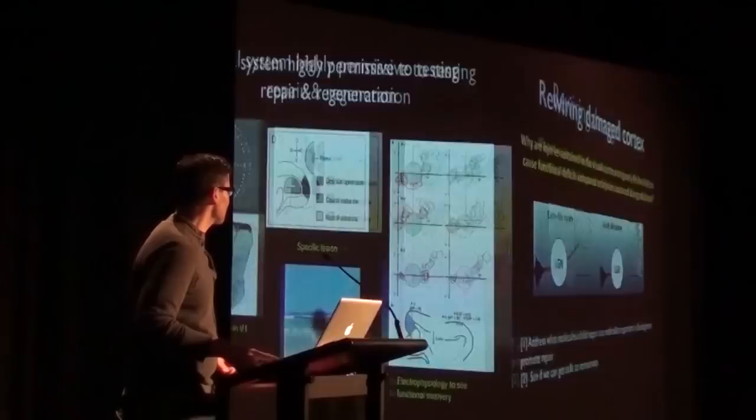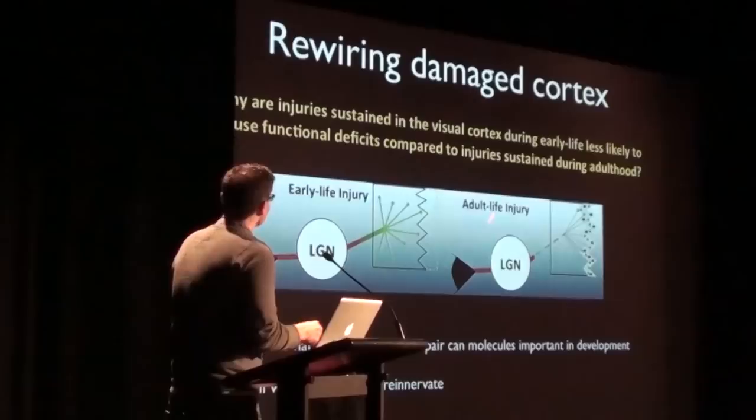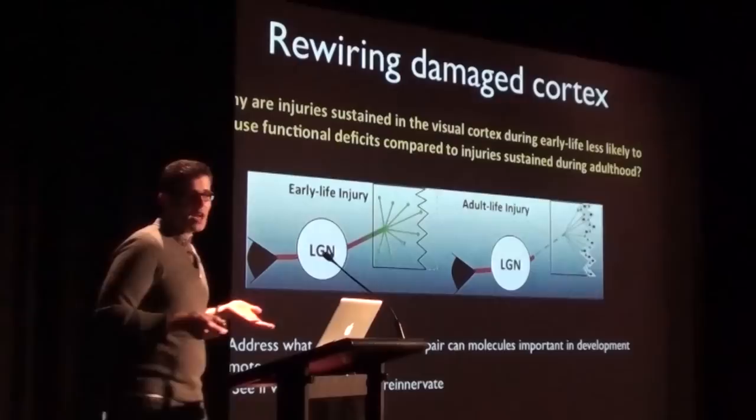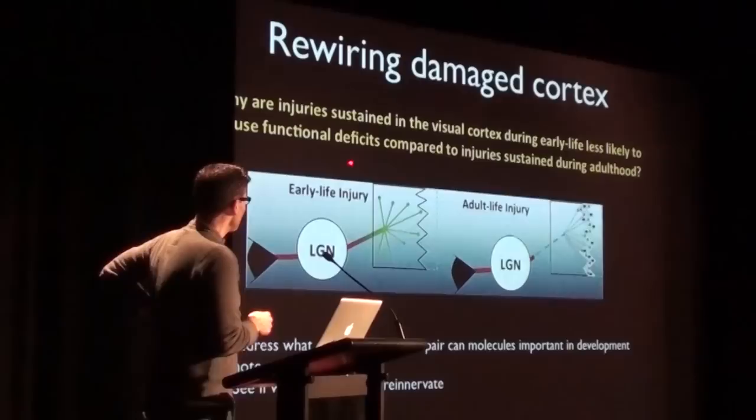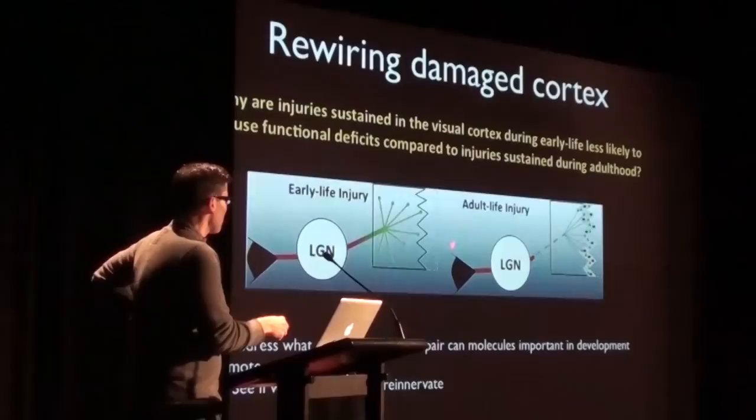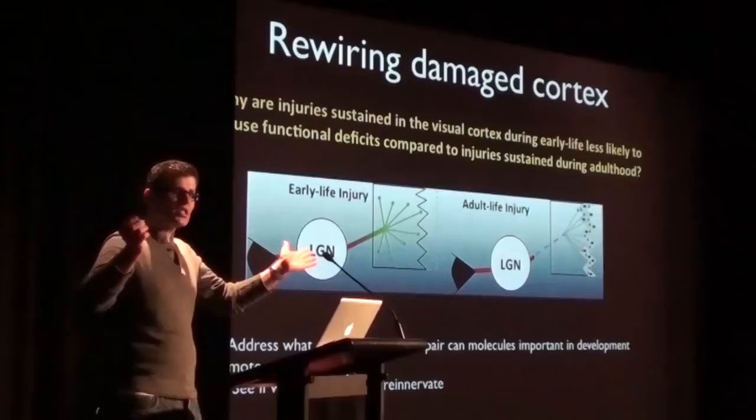So why are injuries sustained in the visual cortex likely to be less inhibiting? Through looking at these molecules, we know that they enable the repair of cells into adjacent areas. Early in life, if you have a lesion in this part of the brain, which I've just shown as a zigzag cut here, the cells that are meant to end in there can actually go into adjacent cortex, because there are signals there saying, come to me, come to me.